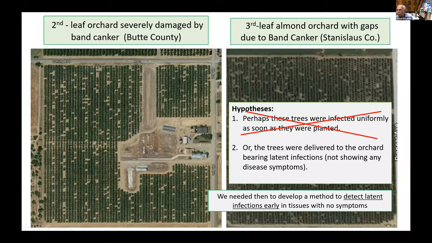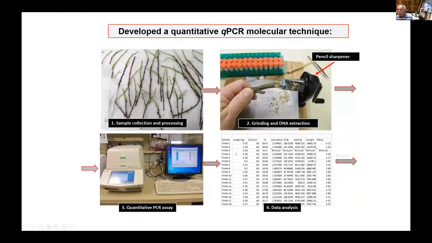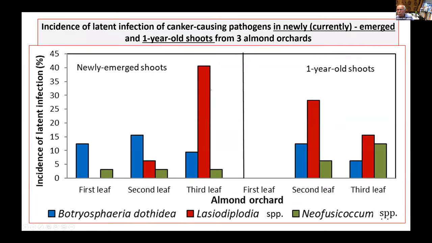We needed then to develop a method to detect these latent infections. And this was developed here, a molecular method, qPCR, that quantifies the DNA of these fungi in very young tissues using specific primers that will bind with the DNA of certain canker fungi. So we examined newly emerged shoots and also 1 year shoots with no disease symptoms at all, very healthy. By doing that in three orchards, first leaf, second leaf, and third leaf, we found three major pathogens, Botryosphaeria dothidea, Lasiodiplodia, and Neofusicoccum. And this was the first evidence that we do have latent infections in these young tissues.